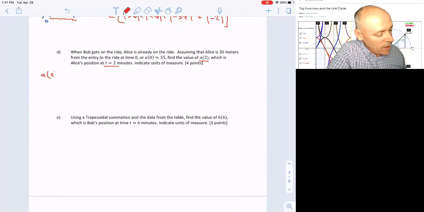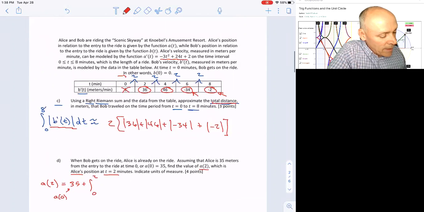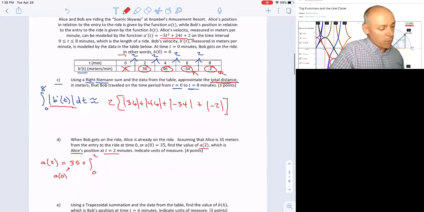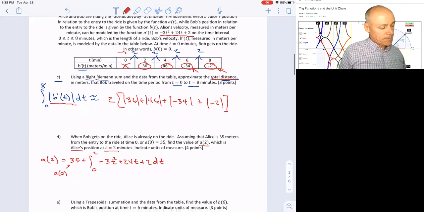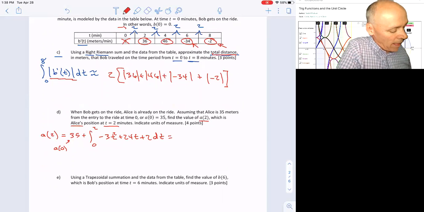So I know that A at 2 is going to be equal to 35, which is A at 0, plus the definite integral from 0 to 2 of Alice's velocity, which is given as A prime at t. And that's right there, negative 3t squared plus 24t plus 2 dt. Then I'm just going to simplify that. Actually, I've got to evaluate the definite integral.